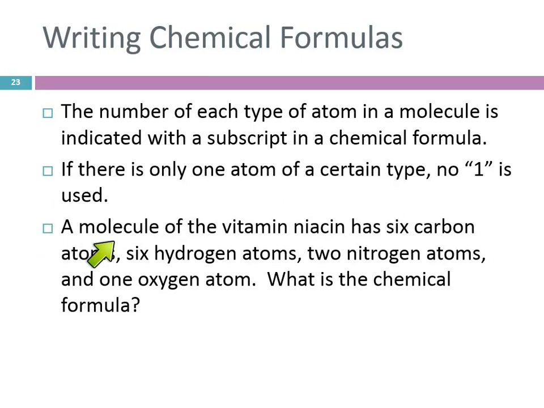Just an example: the vitamin niacin is a chemical. It has 6 carbon atoms, 6 hydrogen atoms, 2 nitrogen atoms, and 1 oxygen atom. So what's the formula for it? C6H6N2O. Yes, so we've got carbon, which is C, and there's 6 of them, so we've got a little subscript here, C6. And then H, capital letter, 6. Nitrogen, capital N, 2. And 1 oxygen, capital O. Any questions?